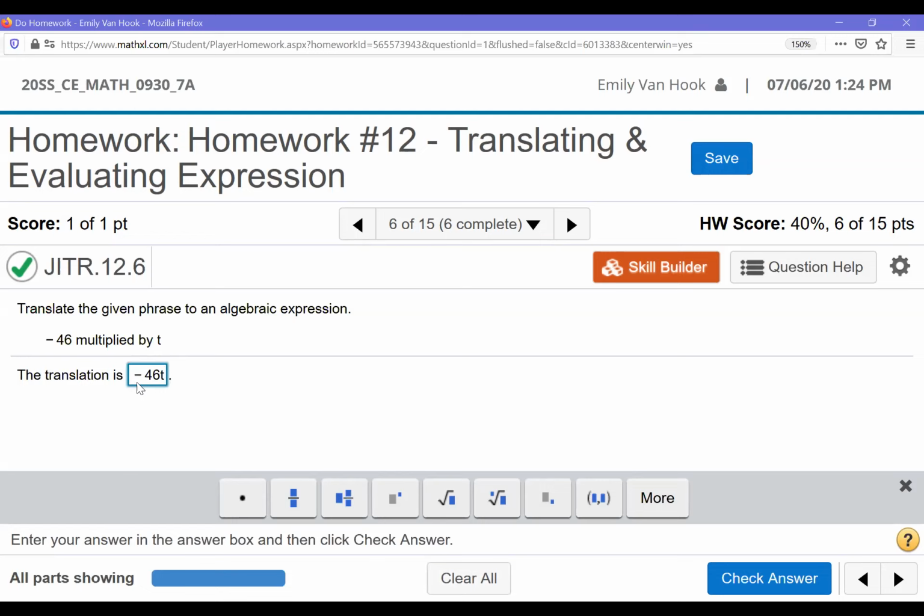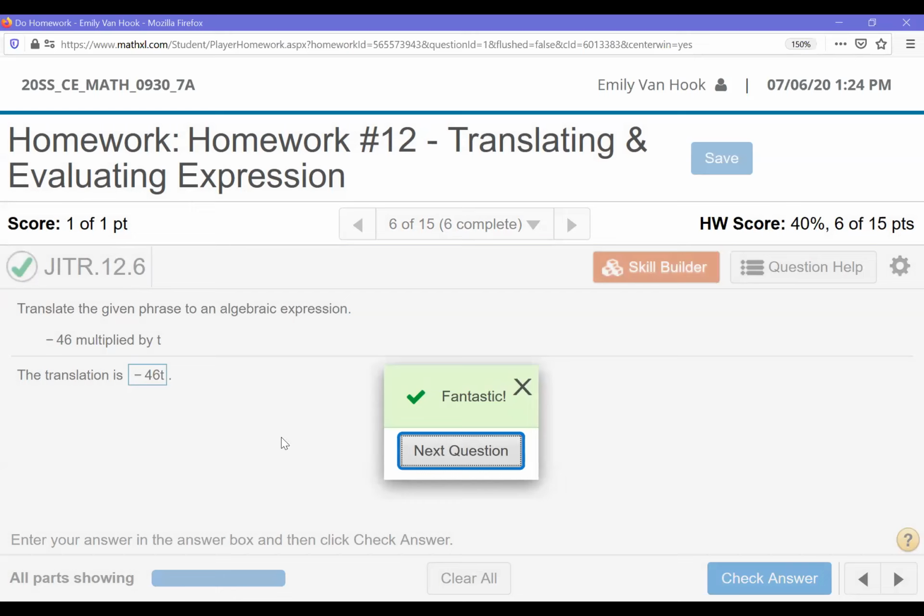Here's what you don't want to do. Don't type the letter X on your keyboard for multiplication. That's not okay. It thinks that you're using X as a variable, so don't do that. All right. So again, -46 multiplied by T, we can just write -46T.